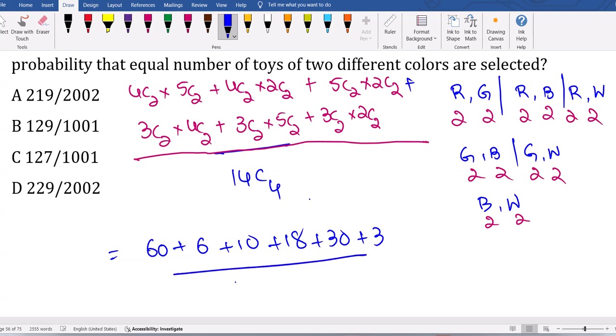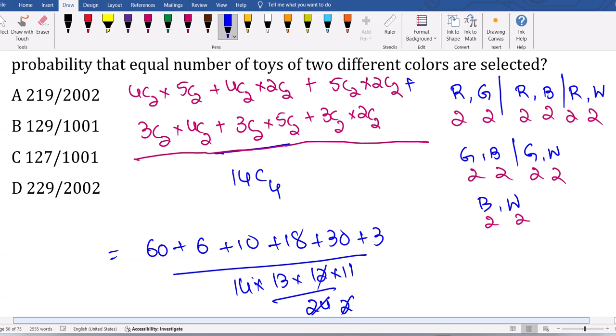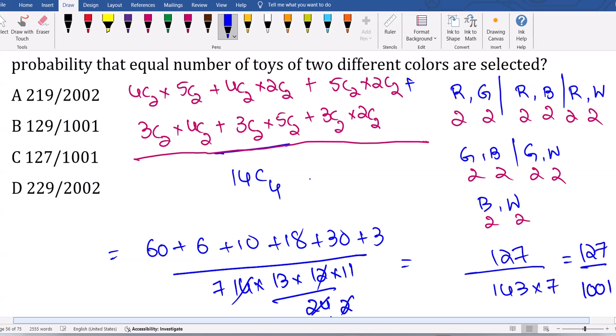Denominator 14C4 means 14 into 13 into 12 into 11 divided by 4 factorial, 24. 12, 2 times, 2, 7 times. So denominator is 143 into 7, which is 1001. Numerator 66 and 40, 106, 106 and 21, 127. So 127 upon 1001, option C. Permutations and combinations.